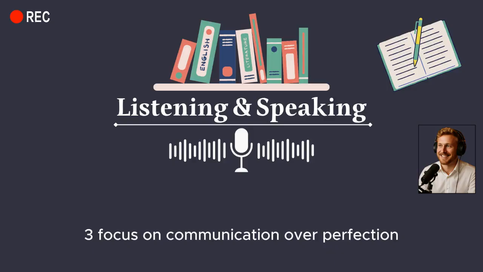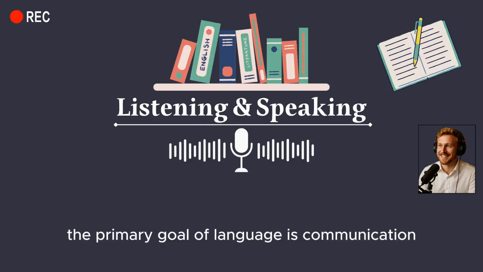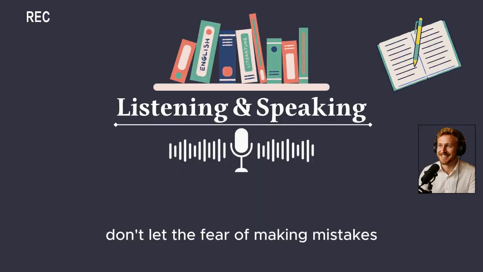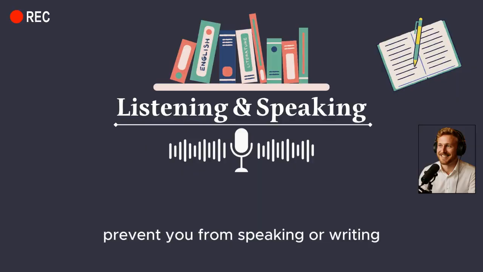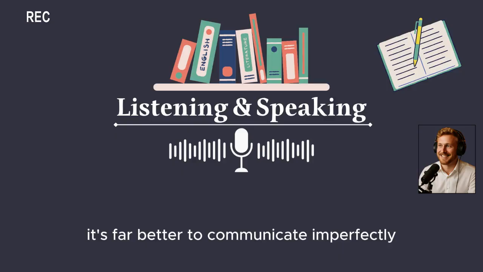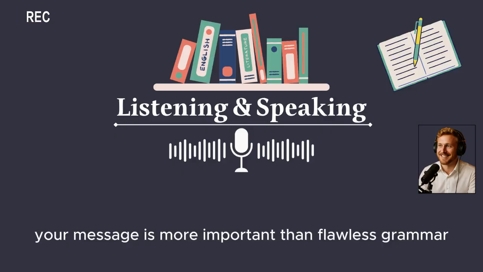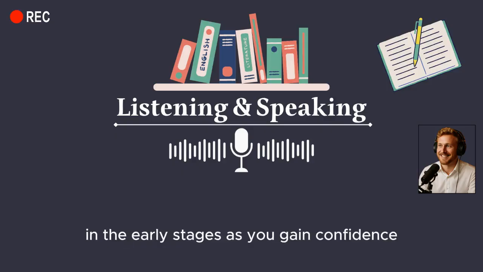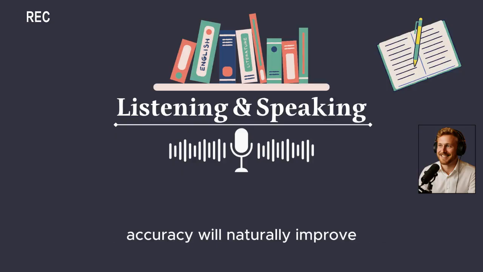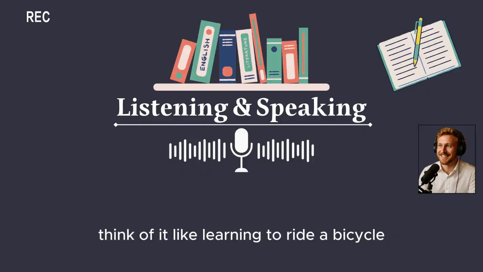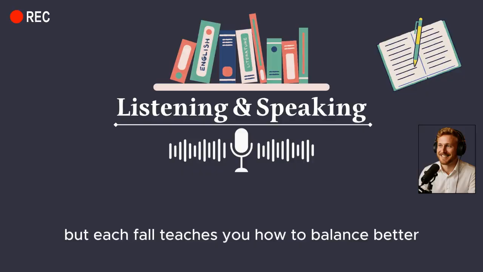3. Focus on communication over perfection. As I mentioned, the primary goal of language is communication. Don't let the fear of making mistakes prevent you from speaking or writing. It's far better to communicate imperfectly than not at all. Your message is more important than flawless grammar in the early stages. As you gain confidence, accuracy will naturally improve. Think of it like learning to ride a bicycle. You'll fall a few times, but each fall teaches you how to balance better.